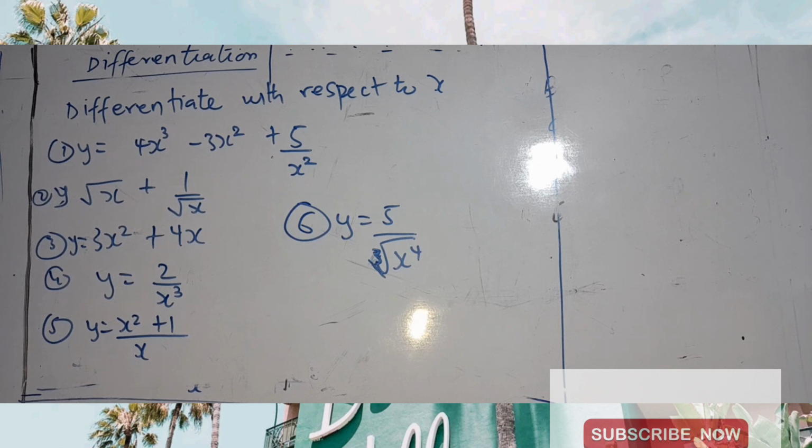Alright, so try and solve these questions. Differentiate with respect to x. y equals 4x cubed minus 3x squared plus 5 over x squared. Then the rest as well. Yes, you know, question 5, you have to simplify before you differentiate. The same thing. So don't forget, power down, power minus 1.